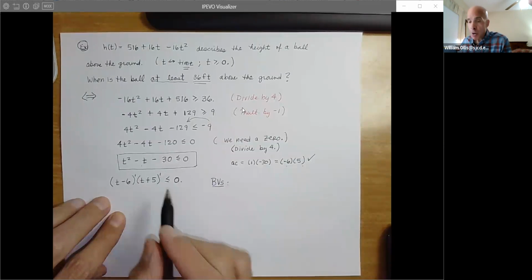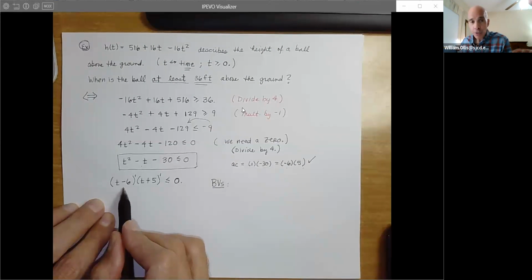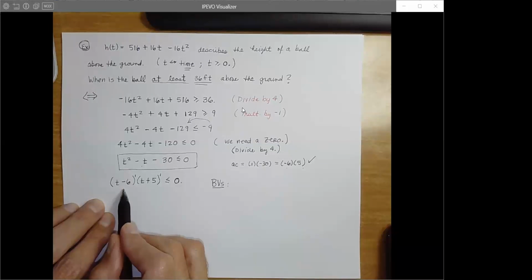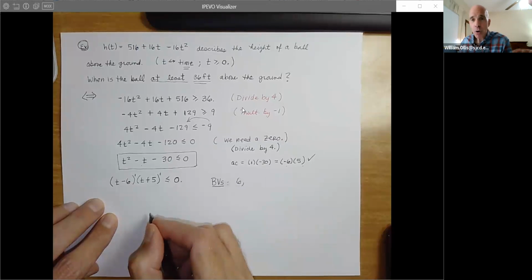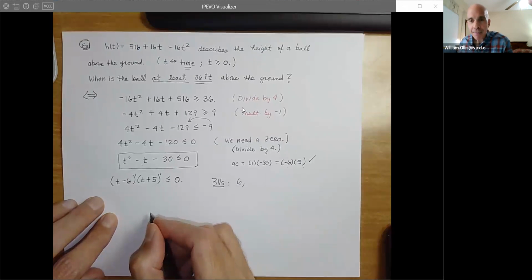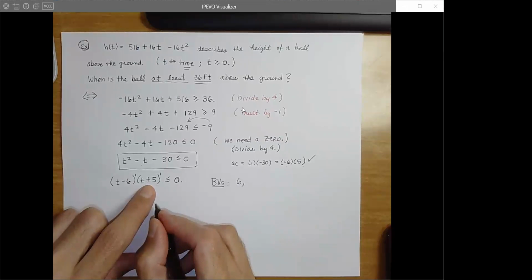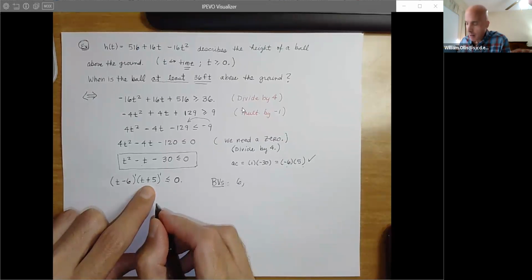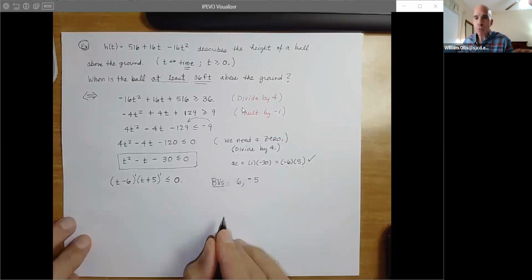Can someone tell me what value of t will make this factor 0? What real number makes this factor 0? +6. Absolutely. Now that you're on a roll, who is that? Brian answered? Lewis. Brian, okay. What about this one? -5. Very good.